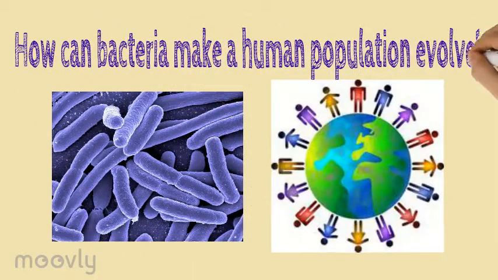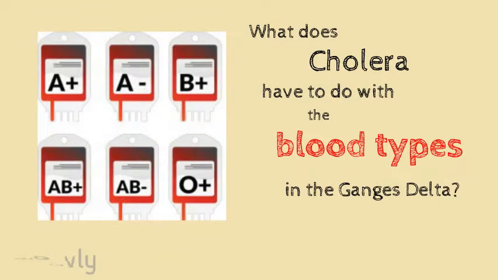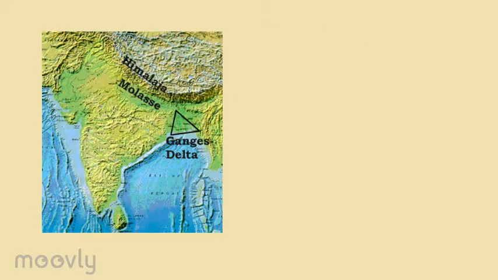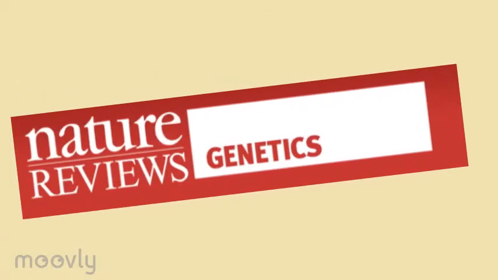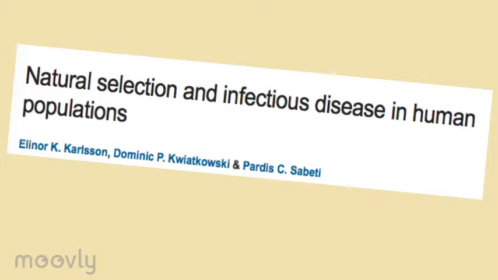How can bacteria make a human population evolve? What does cholera have to do with the blood types in the Ganges Delta? The answers to these interesting questions can be found in a paper published in Nature Genetics titled Natural Selection and the Infectious Disease in Human Populations.